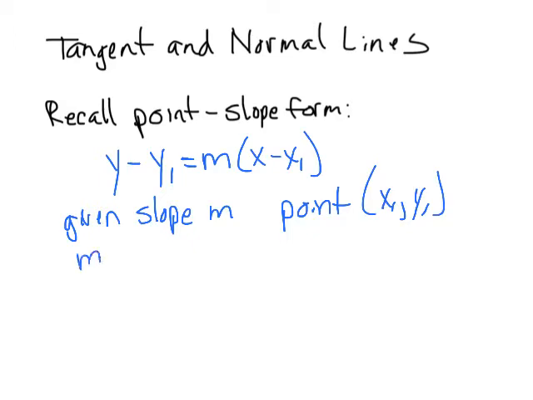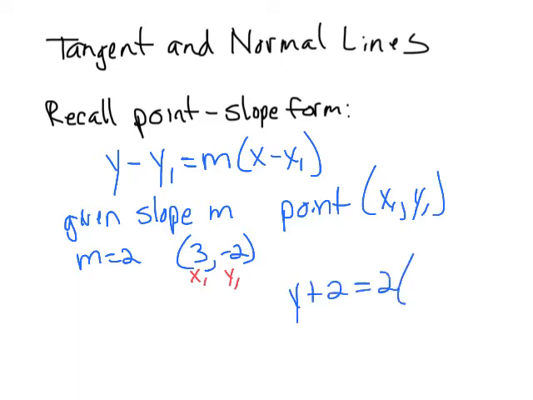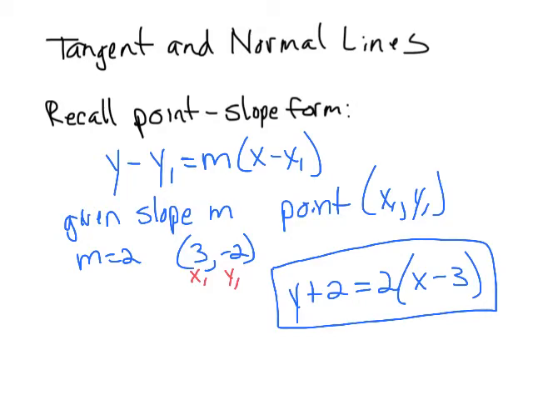So let's say I have a slope of 2 and I have a point of (3, -2). Well, here's x1 and here's y1. You just substitute in your values to get your line equation. y minus a negative 2 is equal to 2 times x minus 3. And that's how we'll leave the answer. We don't have to distribute or add the opposite to get y by itself. And this is what you will do in calculus next year. We're going to leave it right like that.